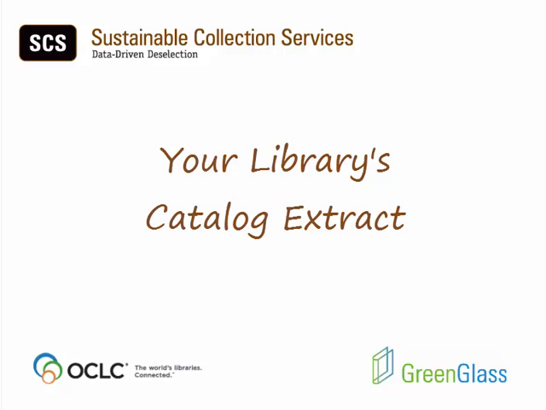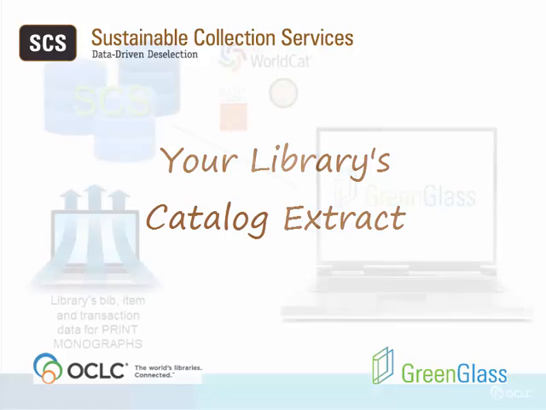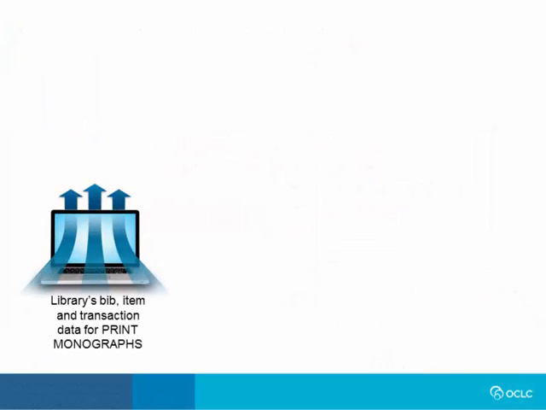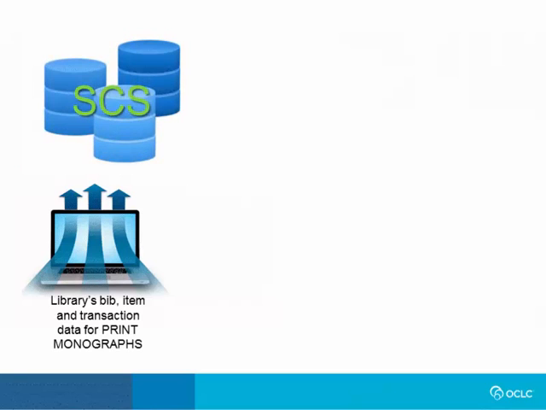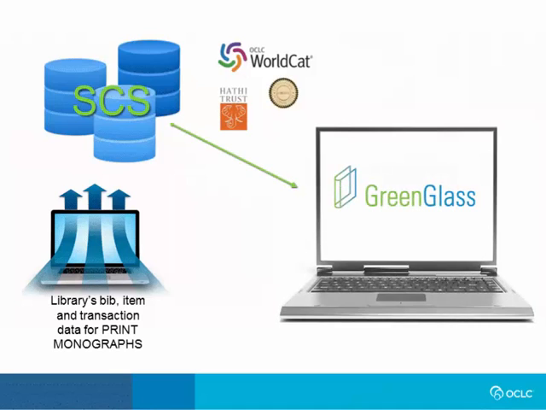For libraries using any other library management system, it will be necessary for you to pull and deliver a well-scoped and effectual catalog extract. This extract will include bibliographic, item, and transaction data for all relevant resources. Once we receive the extract, we cleanse, normalize, filter, and parse your records into SCS databases. We then match your titles to WorldCat, HathiTrust, and Choice databases before loading to GreenGlass.